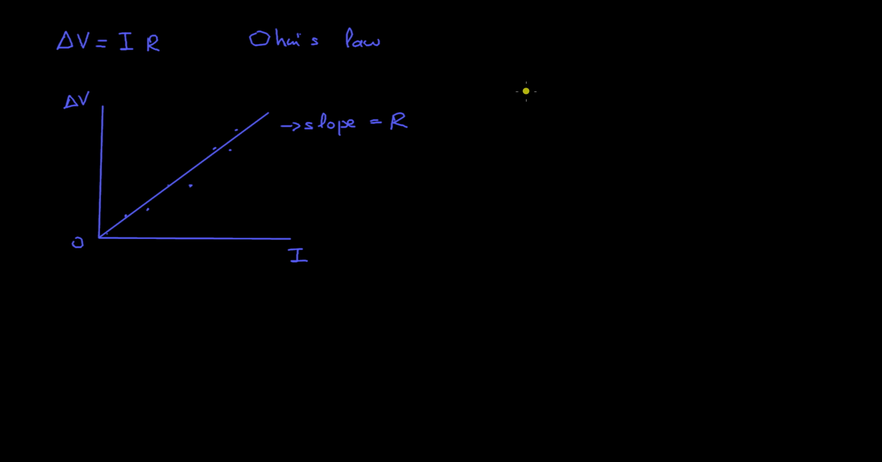Now when we talk about Ohmic materials, this means that the resistance is constant. Okay, R, or if you want the slope from that graph, this should be approximately a constant. Okay, these are the Ohmic materials.